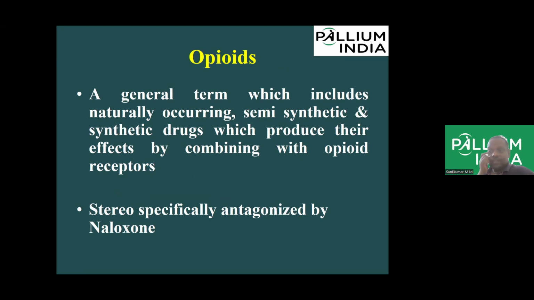So to answer this, just understand a few things. What is an opioid? For a medication to become an opioid, it should have two properties. One is that the medicine should produce its action by combining with opioid receptors. And this action should be antagonized by naloxone. So these are the two properties for a medicine to be called an opioid.